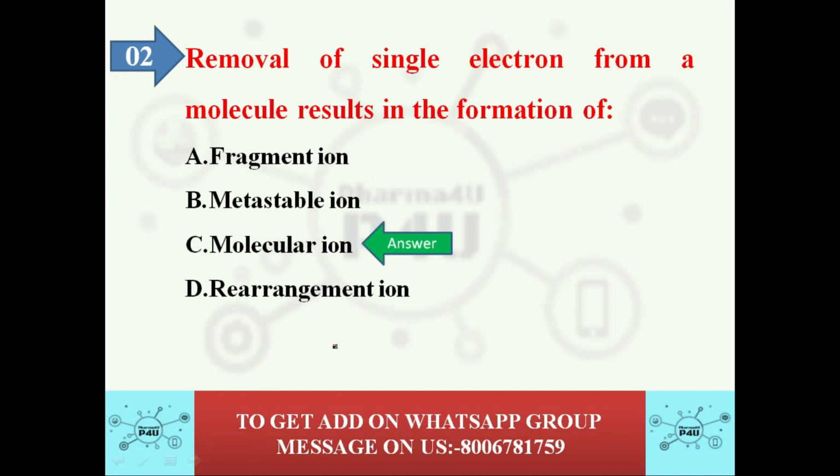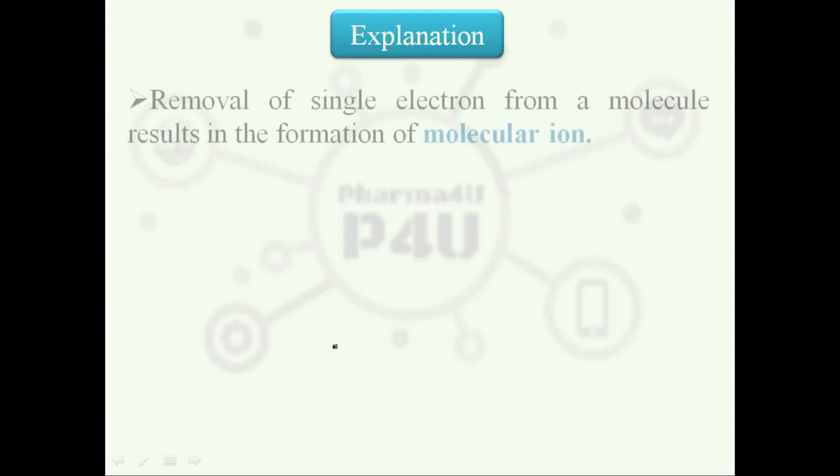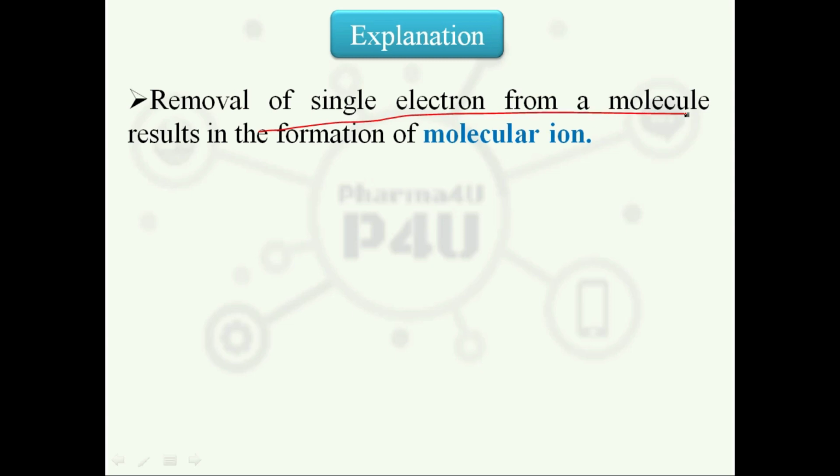So let's discuss with the help of the explanation part: the removal of a single electron from a molecule results in the formation of a molecular ion. If there is a molecule and we remove one electron, there is a formation of molecular ion. This is the molecular ion formation.